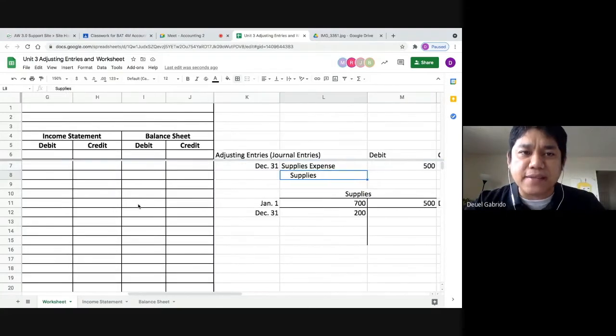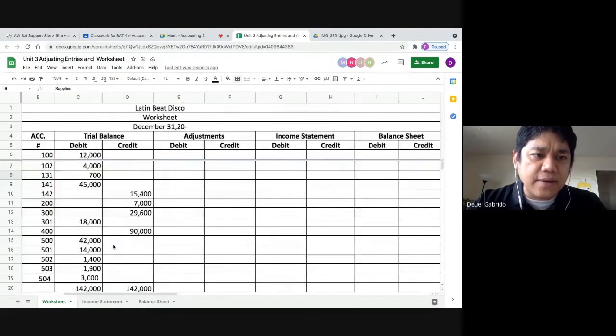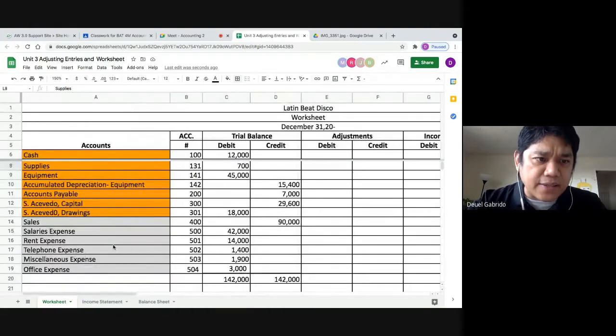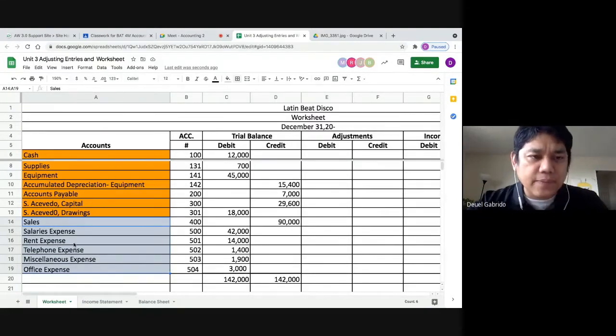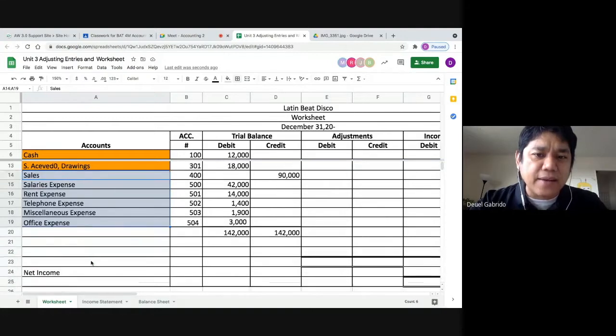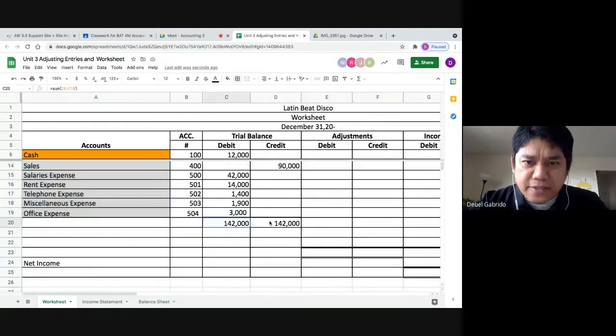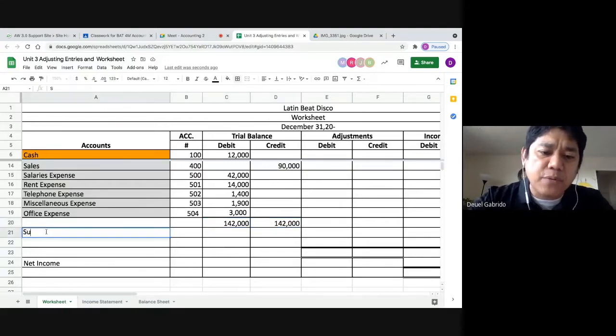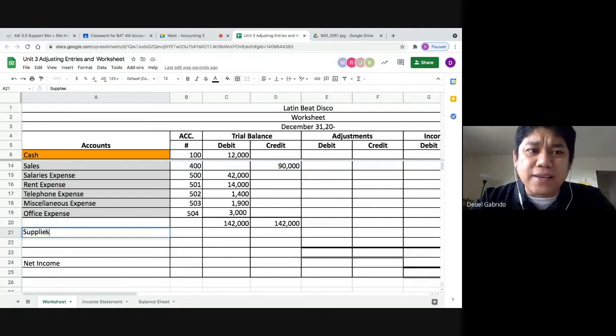Supplies expense. Do we have a supplies expense here, guys, on the list of expenses? Can you take a look here at the bottom? Is there any supplies expense? No. So if it's not there, after the total in the trial balance, you see that there is 142 here. We will add that one, because if we do not record the supplies expense, the net income will be too much, right? So we put the words supplies expense there.